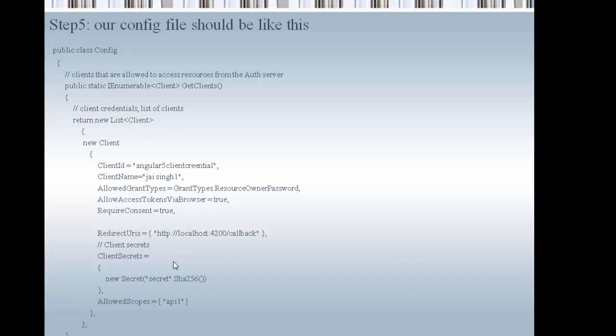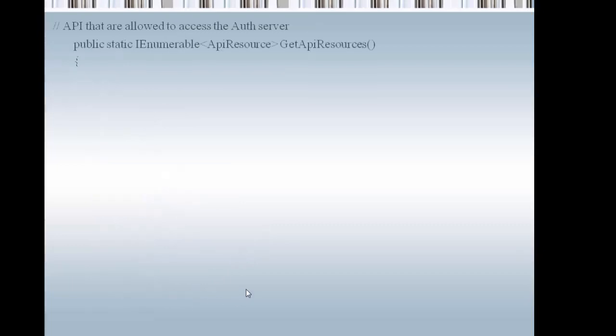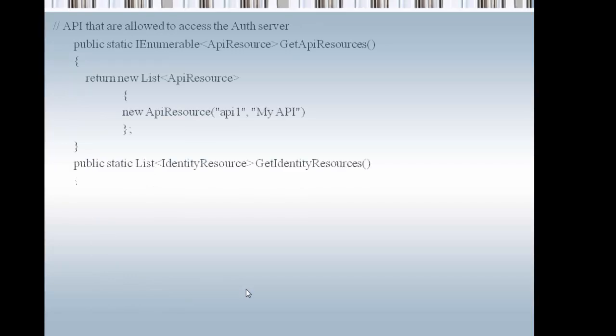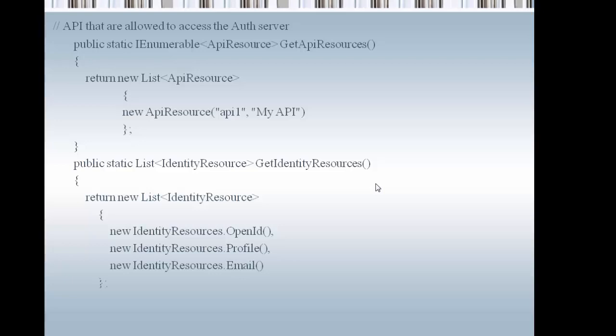So these client configurations are very simple. After providing this client configuration, we will also have the API resources and identity resources. So we will provide the API resources, API 1, my API. You can change the name of the API. In this video I am using the demo API, so I have here the API 1 name as API 1, and then get identity resources.